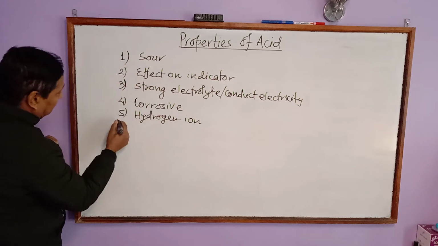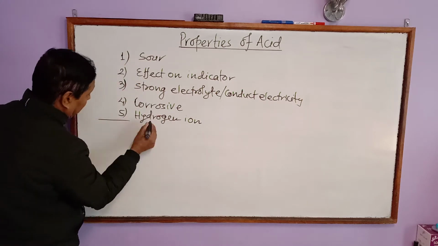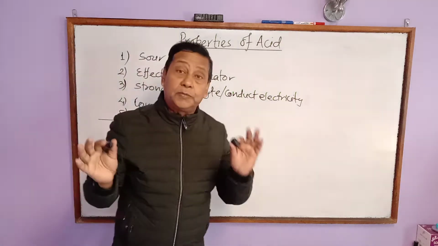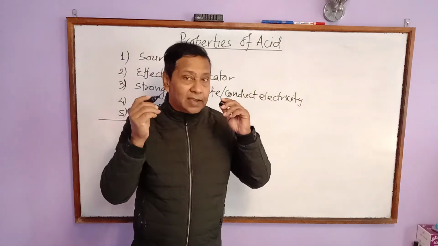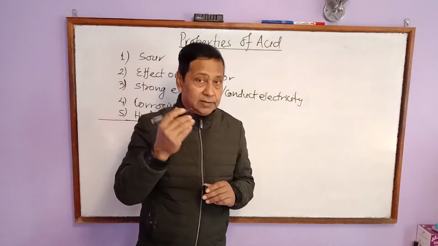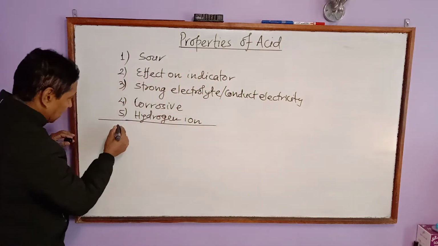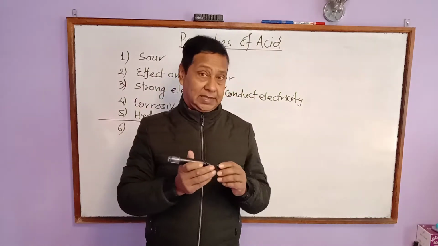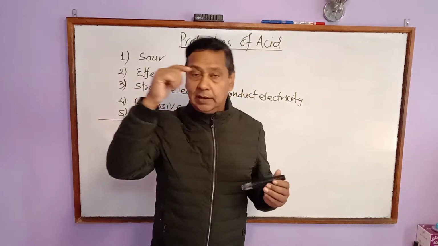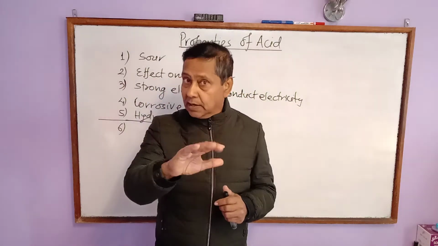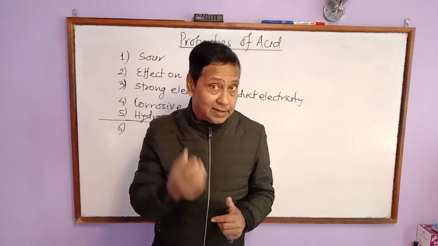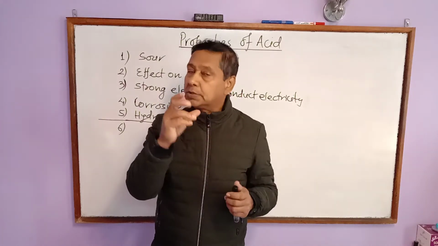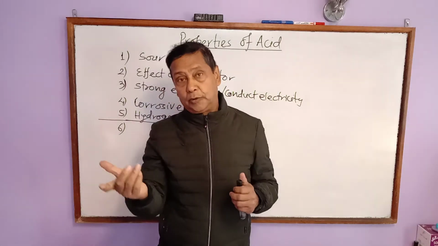Now these can be taken as physical properties, but there are some other important properties which are recognized as chemical properties. I want to mention three of them. Okay, the sixth one: acid reacts with base to form salt and water only. Whatever acid is there, if it reacts with base, then they form salt and water, not a third product.